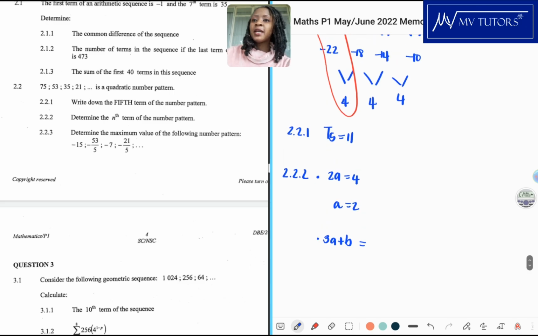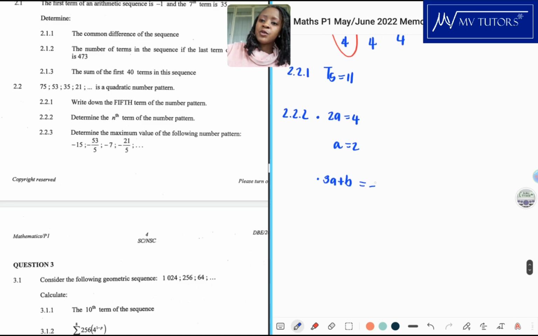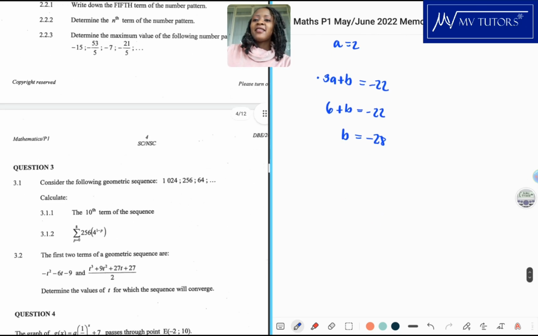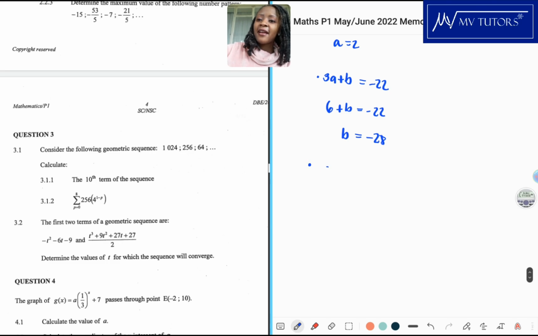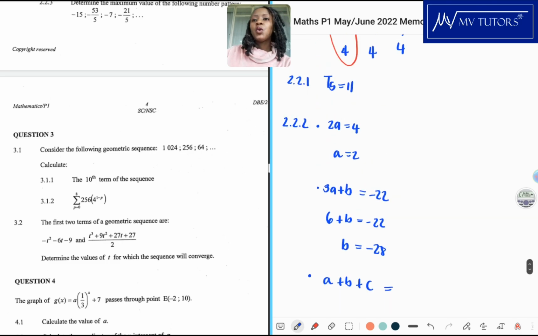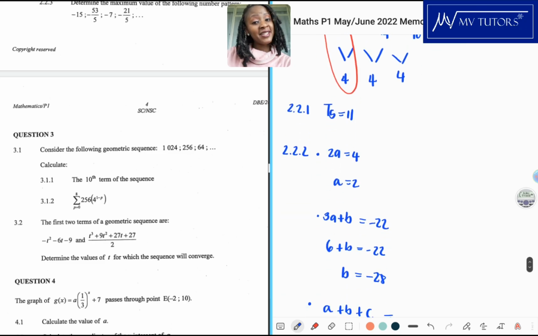Okay, so 3a plus b, that is negative 22. So a is 2, so I have 6 plus b is negative 22. If I take 6 to the other side, it will be negative 22 minus 6. So that's negative 28. And then I have a plus b plus c, which is equal to 75.